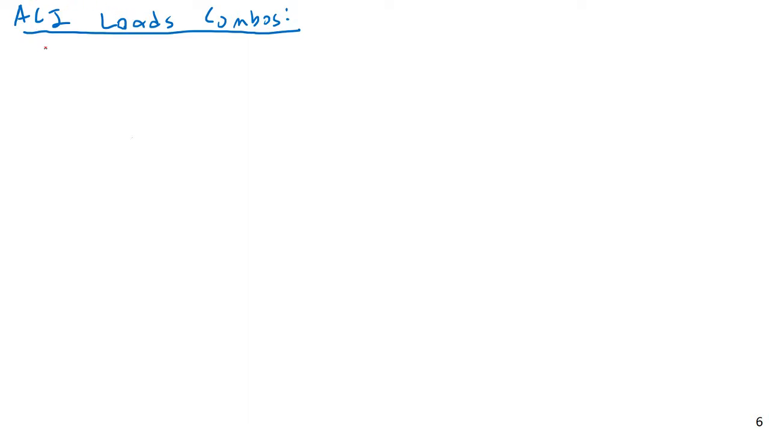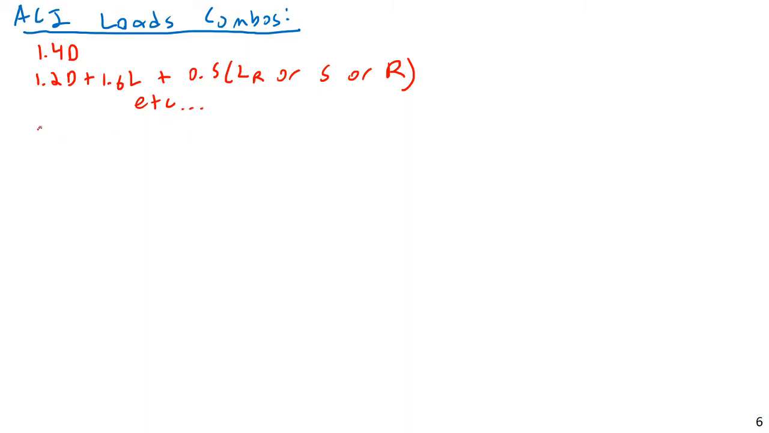But for this course, we don't have to worry about any of that. We're going to keep things nice and simple and just keep using the design loads from ASCE. So, for example, these are the same bog standard combinations: 1.4 D, 1.2 D plus 1.6 L plus 0.5 (Lr or S or R), etc. All of these are from ASCE 7-10, or the latest version of ASCE 7.